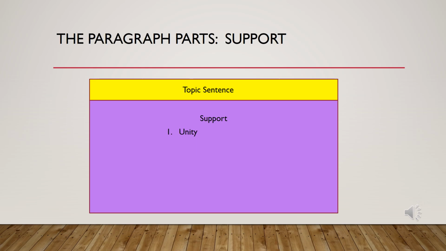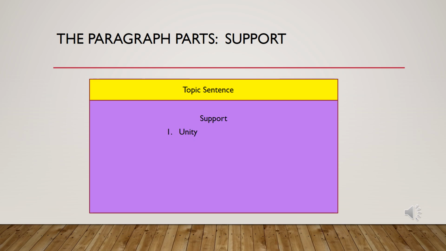The supporting information in a body paragraph has several essential characteristics. One of those is unity. Unity simply indicates the need for all information in the body paragraph to relate to the subject and the controlling idea of the topic sentence.